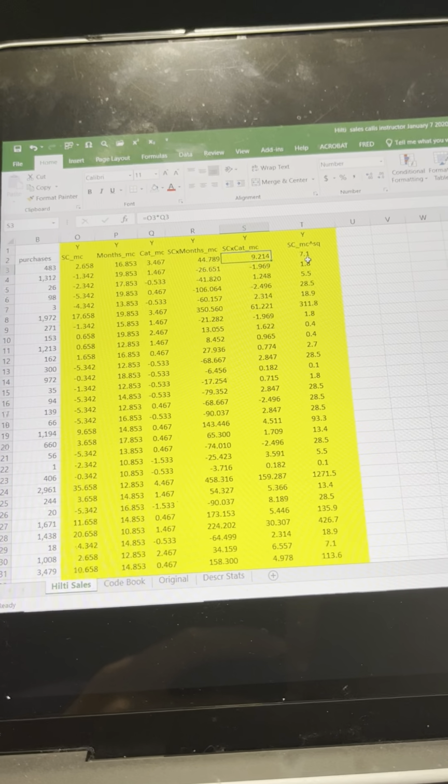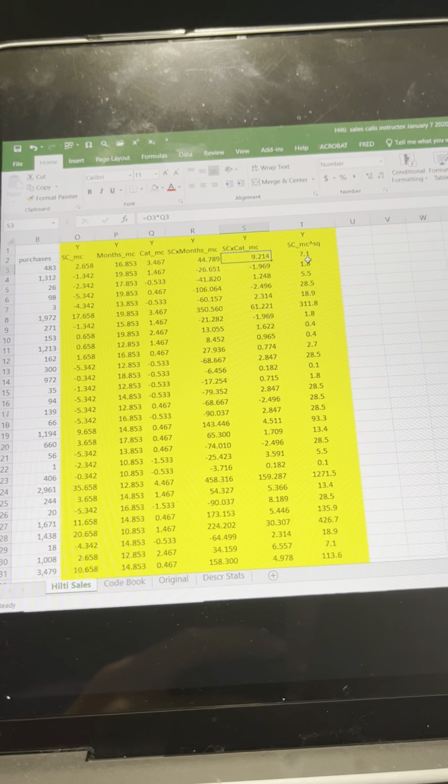All right, well, now I'll do this one at a time, and I'll do sort of like what was being done by Tom. That here is sales calls times months, but where I've centered it around the average. And so if I were to take a client company in the data set who have experience with Hilti that is exactly the average, then the months mean centered is 0.